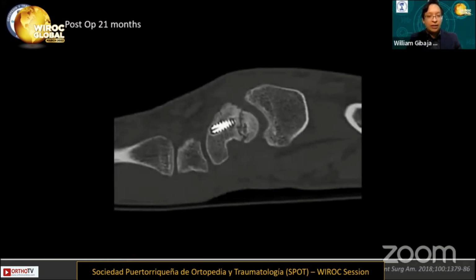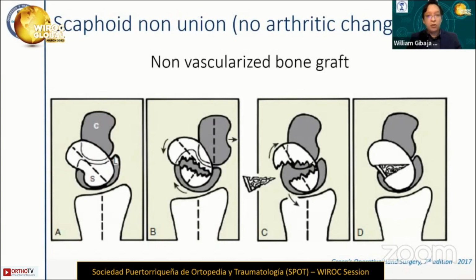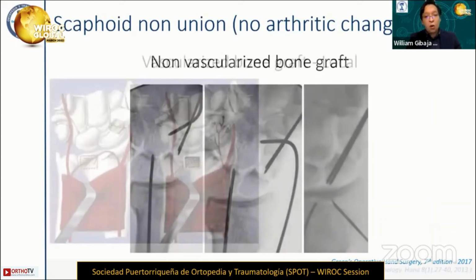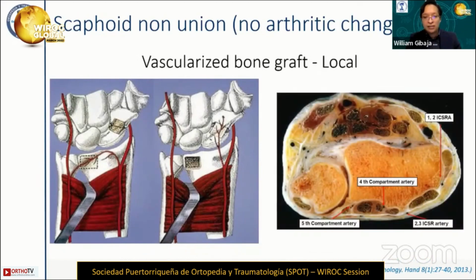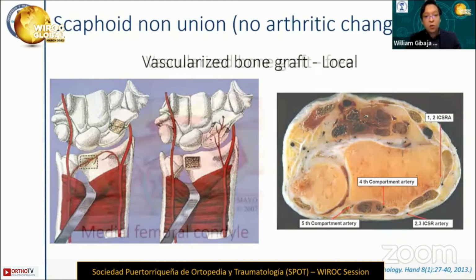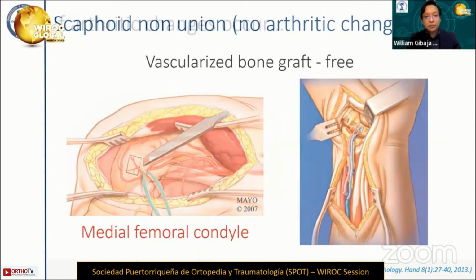In the CT scan, we can see some sclerotic borders. When we're dealing with scaphoid non-unions, meaning no arthritic changes, because that would be prior to SNAC, then you need to solve that either with non-vascularized bone grafts or with vascularized bone grafts. These can be local, like the Zaidemberg or the Sotereanos techniques, which use local arteries, or even free grafts like the medial femoral condyle. Of course, this would require a more experienced microsurgical technique.